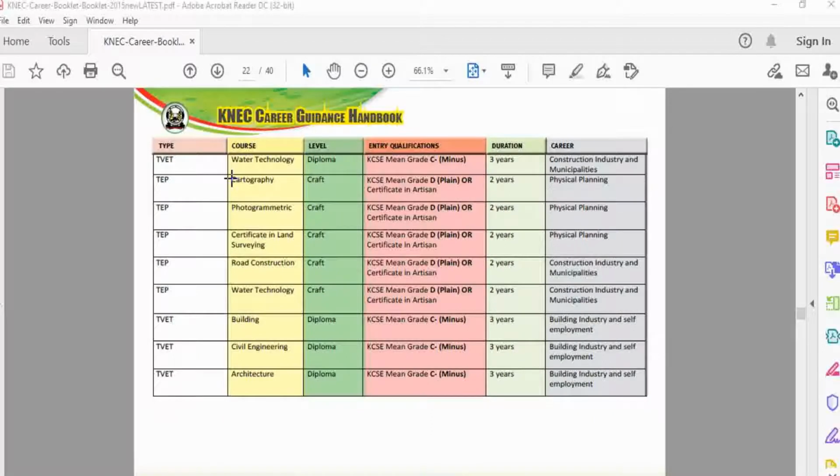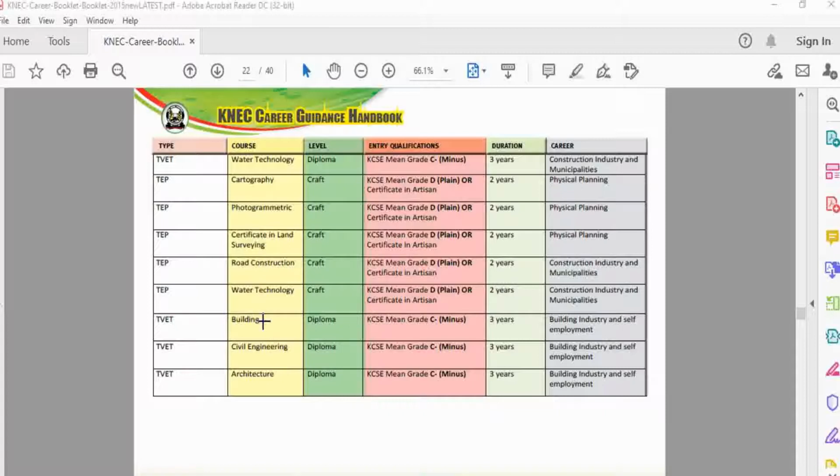There is a certificate in cartography, photogrammetry, a certificate in land surveying and road construction, and also a certificate or craft in water technology. Mostly for engineering courses, we call them craft courses because the graduate will be more of a craftsman. But for business courses, they are basically called the certificate level.